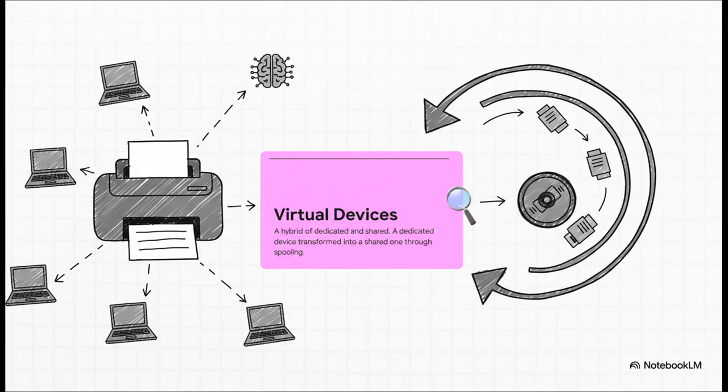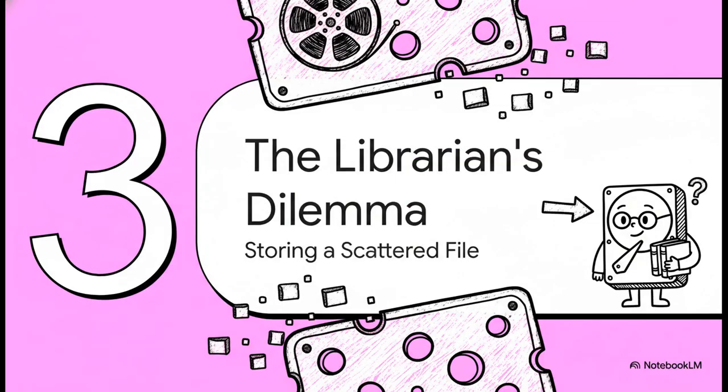And this is where the OS gets really clever. It actually creates what we call virtual devices. It can take a dedicated device, like that printer, and make it act like a shared one. It uses this amazing trick called spooling. So when you and your coworker both hit print, the OS doesn't just jam everything at the printer. Instead, it quickly saves those print jobs to the hard disk, creating a nice orderly queue, and then it feeds them to the printer one by one. It's such a simple idea, but the impact is huge. It's genius.